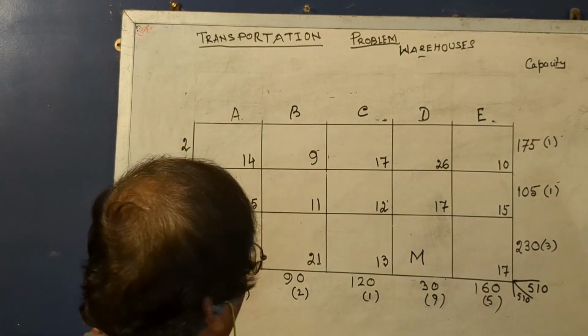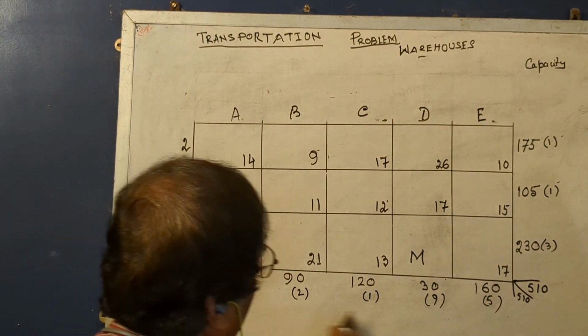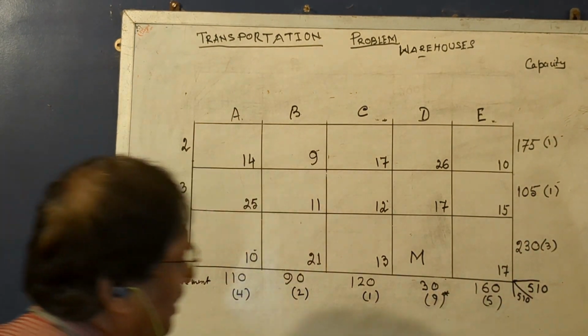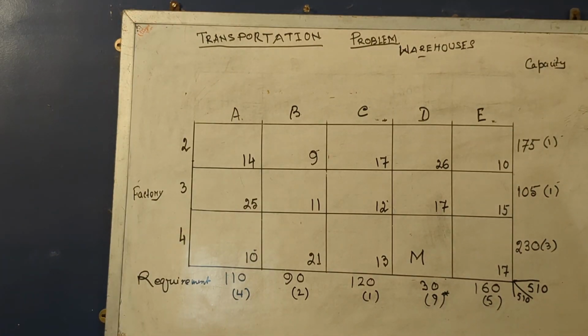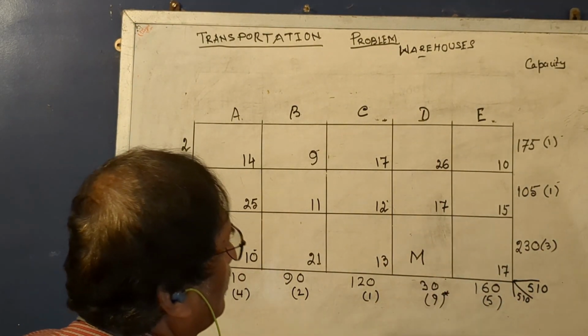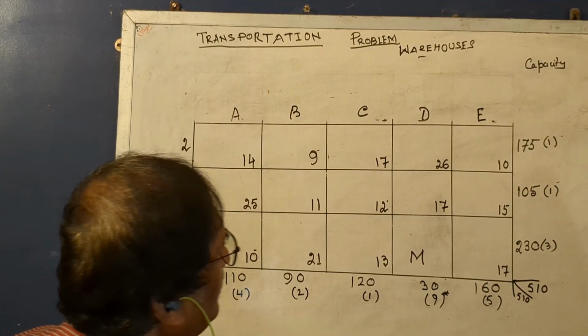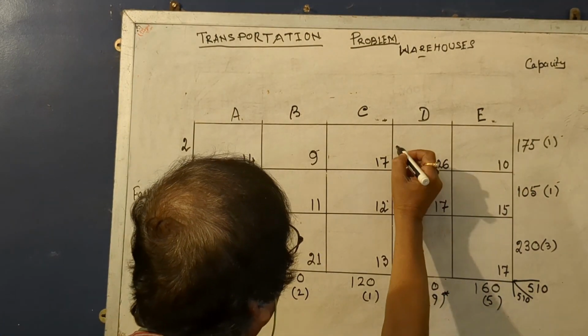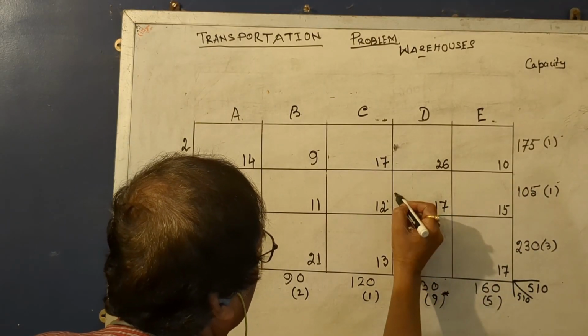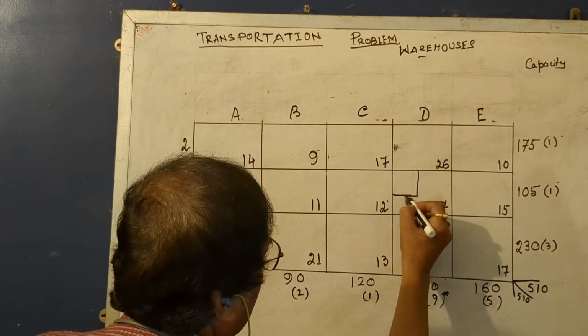Now find out the highest difference. These are the differences, and which one is the highest? This is the highest difference, 9. That means you have to allocate in this column. How much will you allocate? 30. Sorry, you have to allocate to the lowest cost element. You have to allocate here.